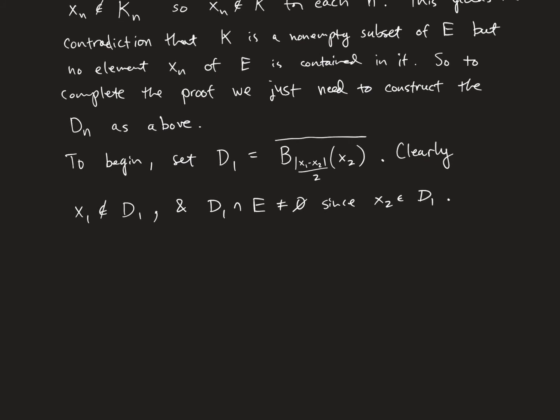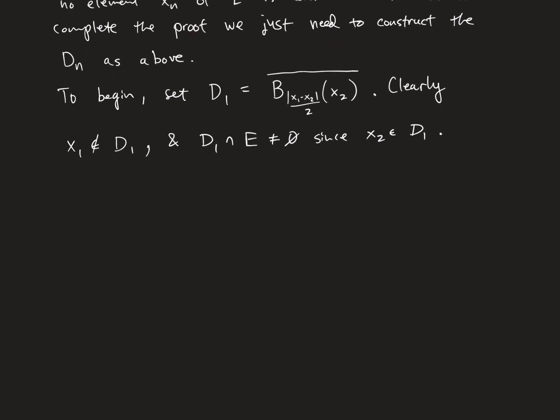Okay, and so to center ourselves and figure out how to proceed, we'll just use the same picture again. So we have x1, x2. We've created this ball around x2 here. And now I want to create my second ball inside of the first one. So this is D1 here. I want to create a second ball inside of this first one, which avoids x2 and which also still contains elements of the set E, right?